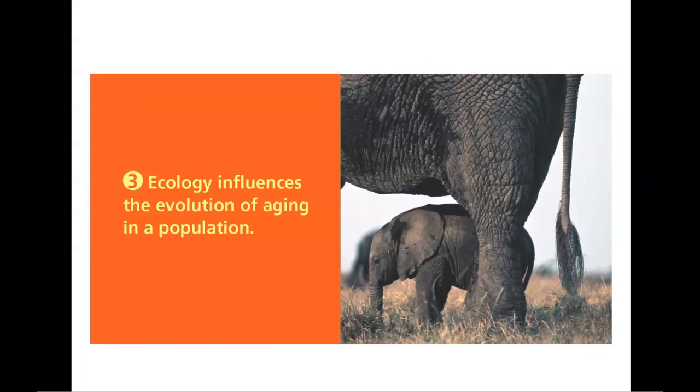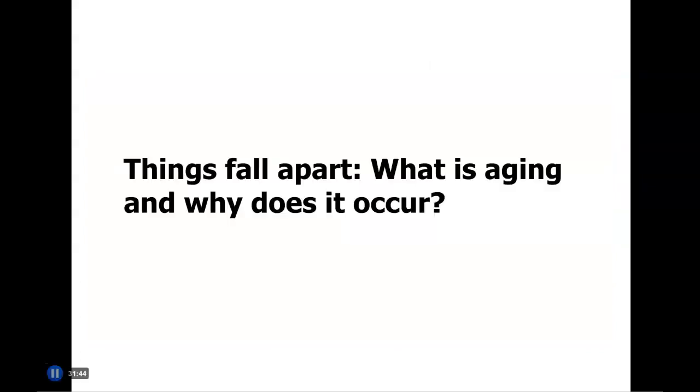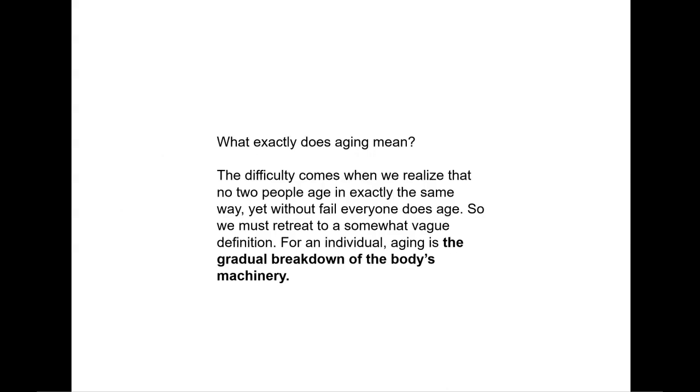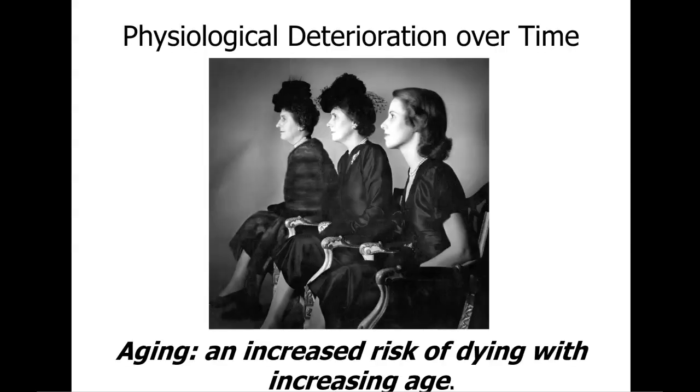Ecology influences the evolution of aging in a population. Unfortunately, as we get older, things start to fall apart. So what is aging and why does it occur? What exactly does aging mean? Well, this is going to be difficult when we realize that no two people age exactly the same way, yet without fail, everyone is going to age. So we must retreat to a somewhat vague definition. For an individual, aging is the gradual breakdown of the body's machinery. It's basically an increased risk of mortality with increasing age. It's going to be characterized by multiple physiological breakdowns.